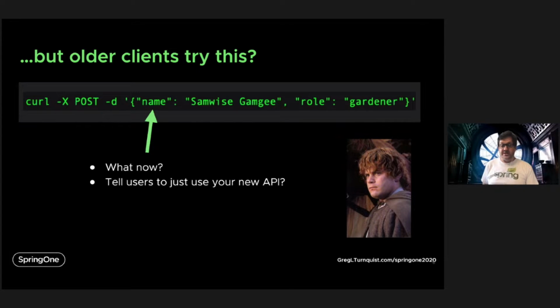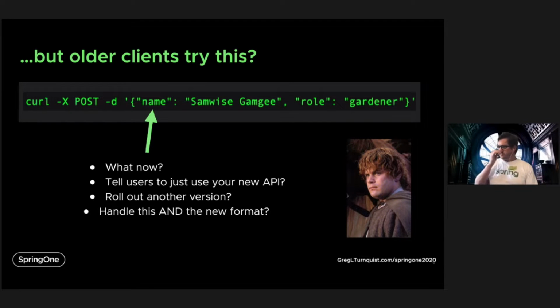I mean, should you just tell everybody, hey, we don't support that anymore, just update to the new API? Should you roll out another version? Should you run two versions, version 1, version 2? A lot of people seem to enjoy doing that, or shall I say that's what they do as the best way to hedge against that. Maybe you should think about handling both this format and the newer format. Is that something to entertain?